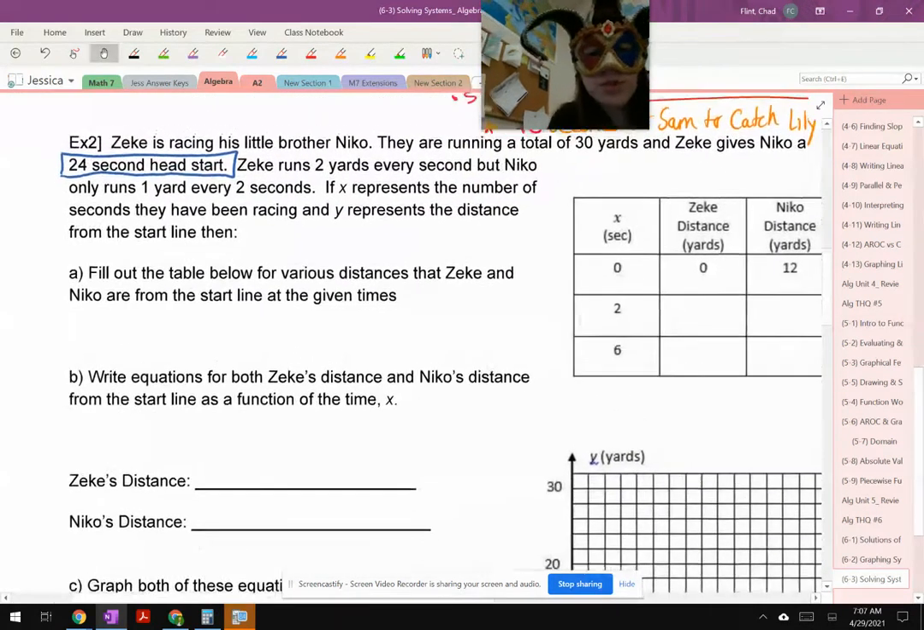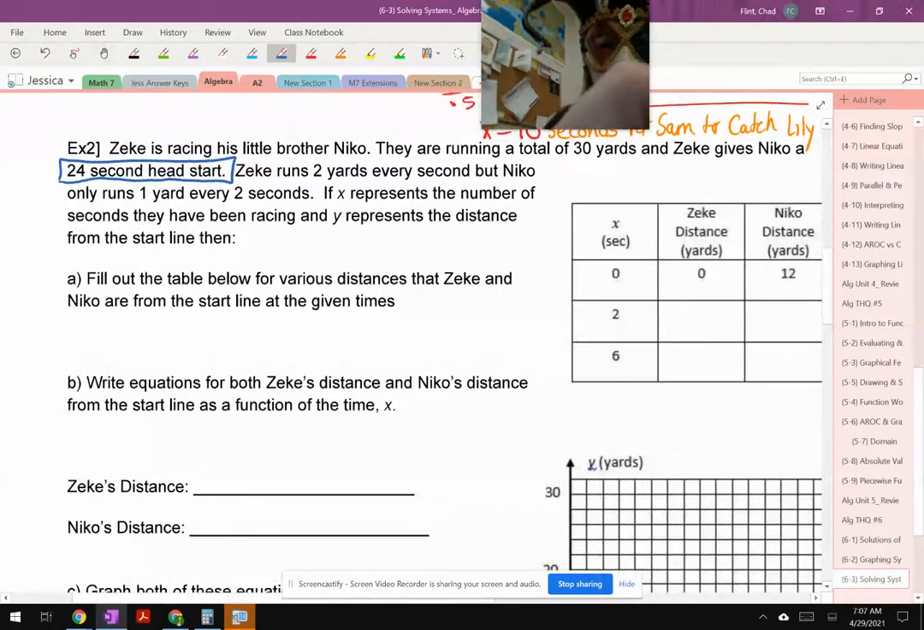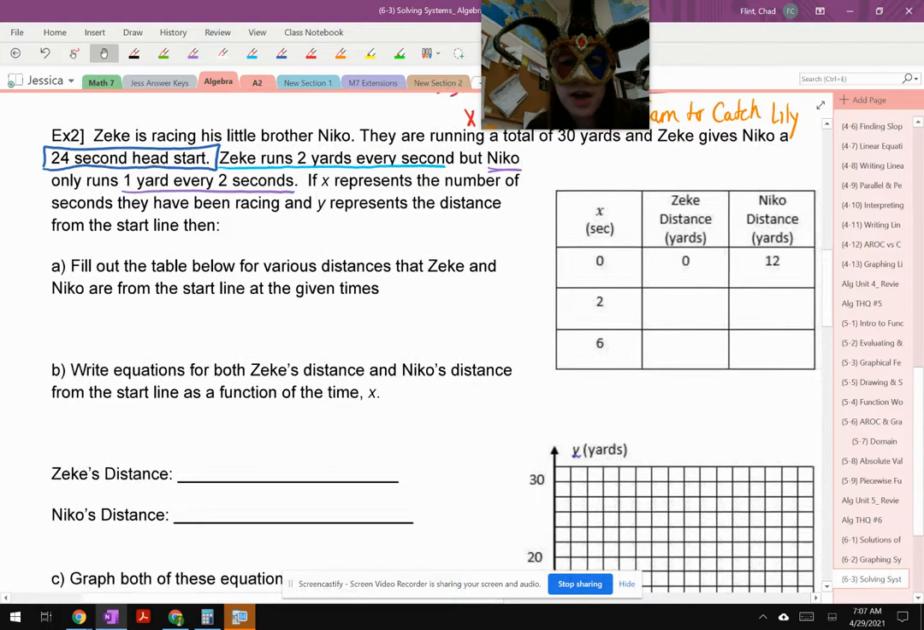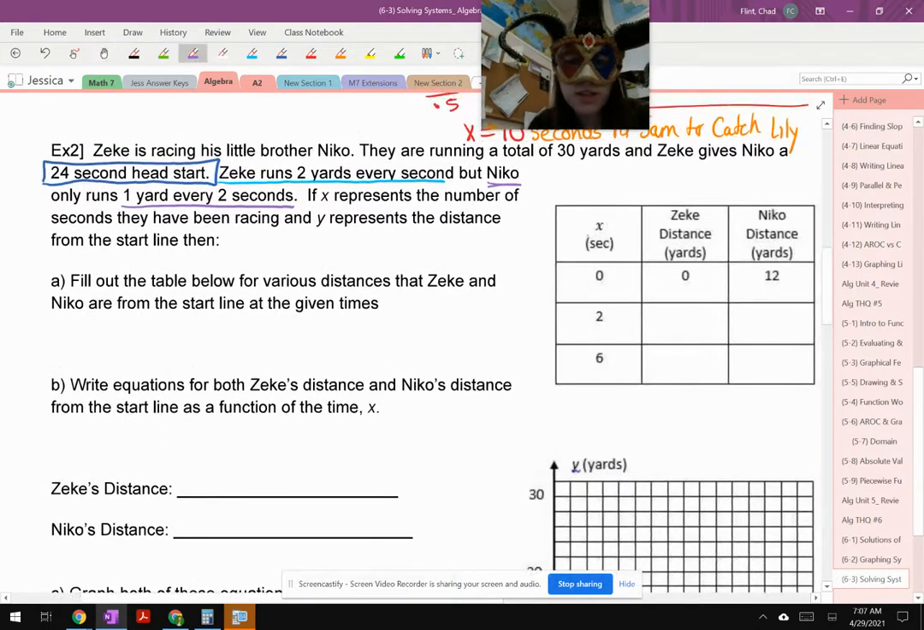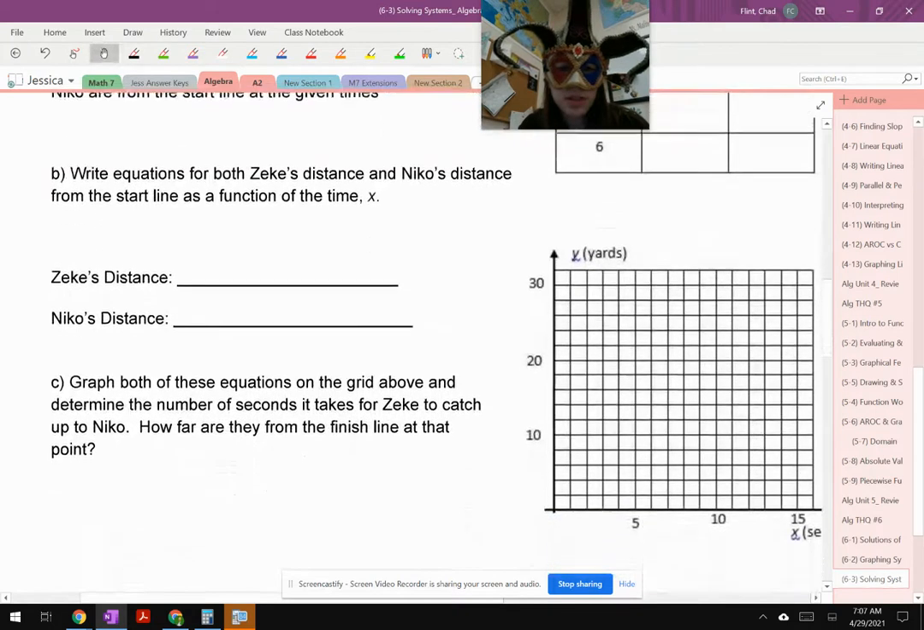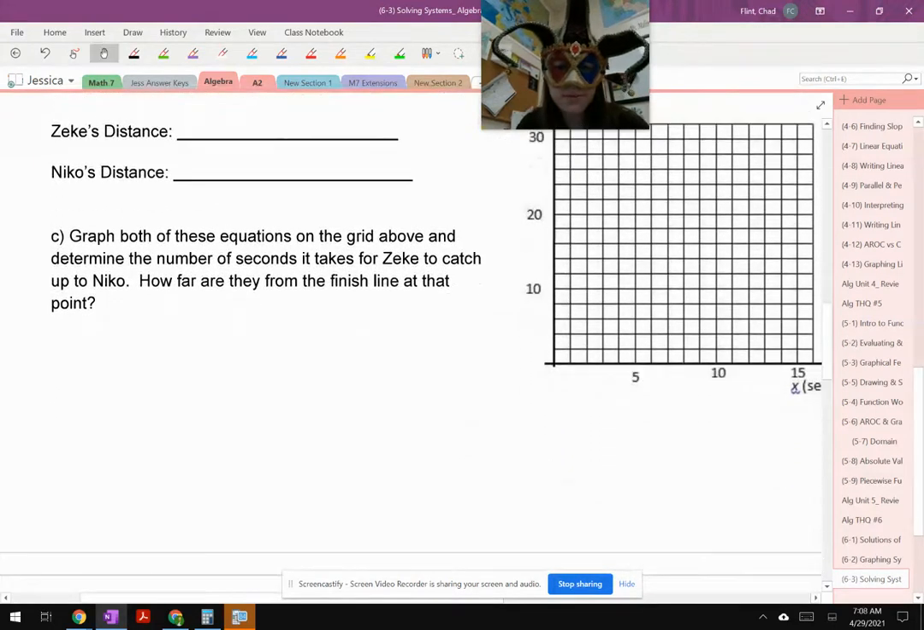Zeke runs 2 yards every second, so let's do Zeke in light blue. Zeke runs 2 yards each second, but Nico only runs 1 yard every 2 seconds. X is the number of seconds they have been racing, and Y represents the distance from the start line. So we need to fill out a table, write equations, and then graph.